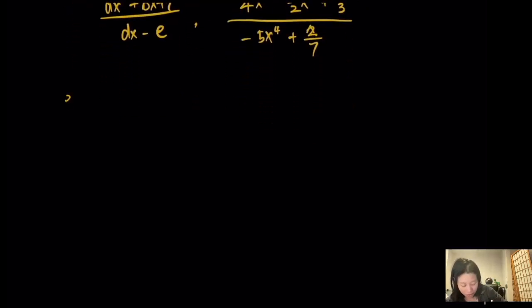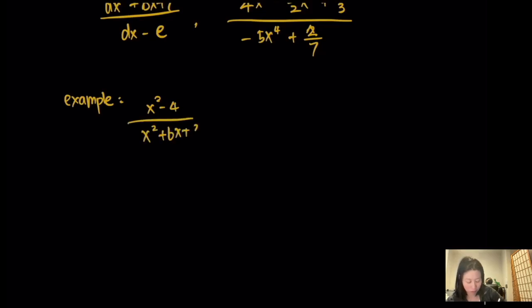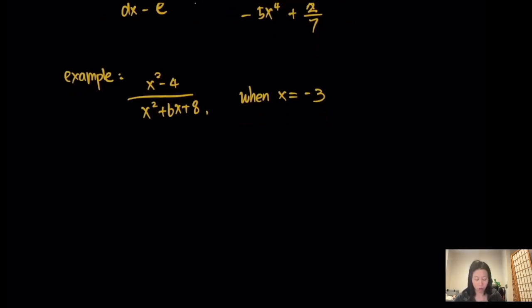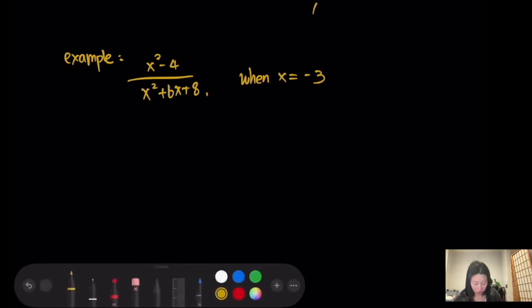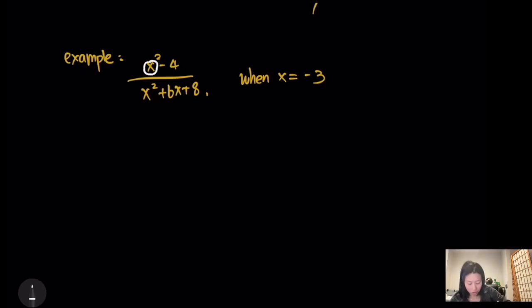So here is an example. If you're given a rational function, x squared minus 4x squared plus 6x plus 8, I want you to calculate the function when x equals -3. So this is very similar to our polynomial substitution. All you need to do is substitute all of the x in here with -3, but you need to be careful about the negative sign.